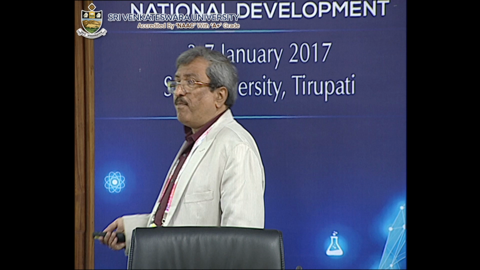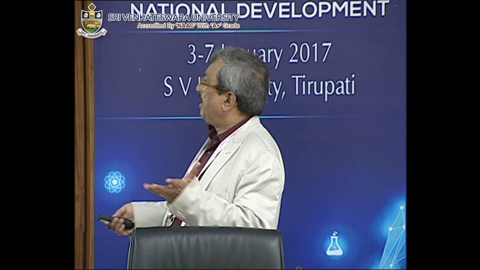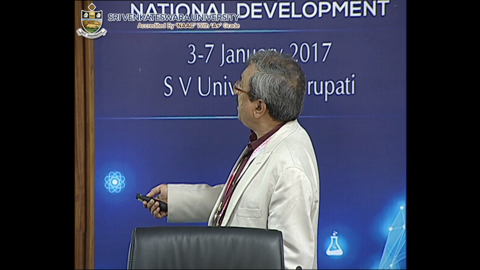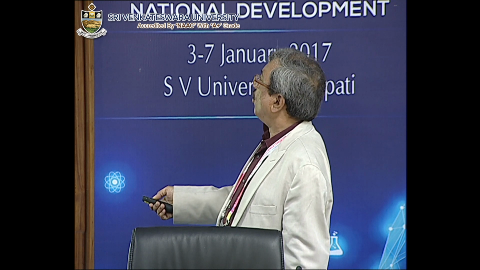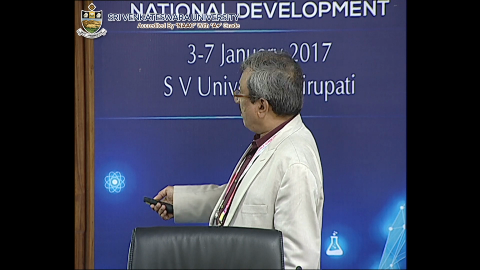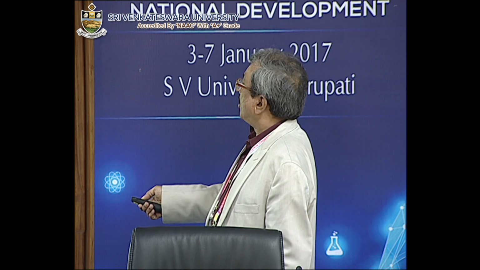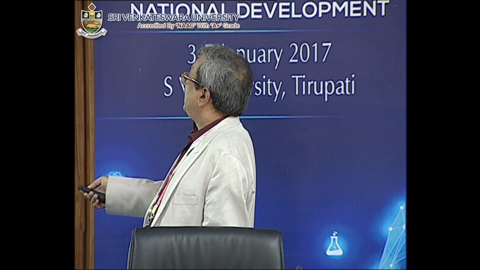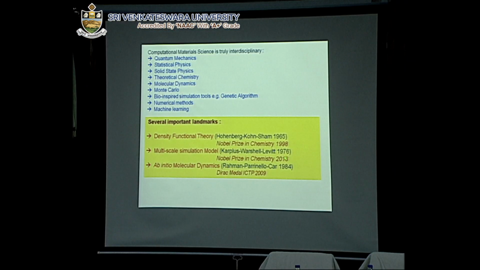There are several important landmarks and players, most of whom have been given the Nobel Prize. For example, density functional theory by Hohenberg, Kohn and Sham, and Walter Kohn got the Nobel Prize in 1998. Multi-scale simulation method, I will come to that. Karplus, Weichel and Levitt did it in the 1970s and they got the Nobel Prize in 2013. And ab initio molecular dynamics, Rahman, Parrinello and Car in 1984, they got the Dirac medal for this.